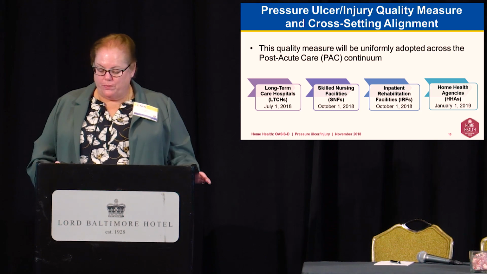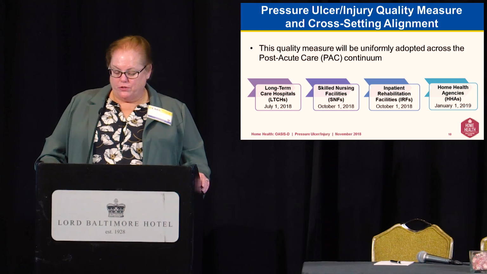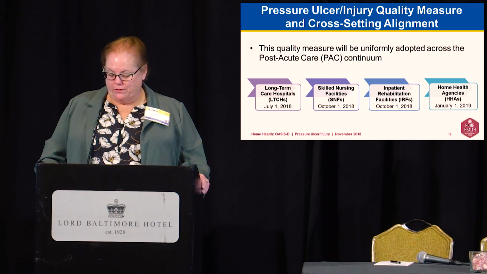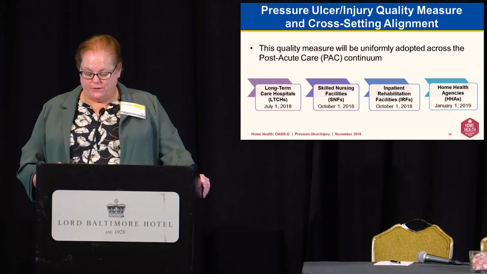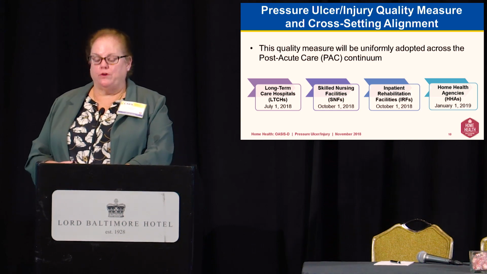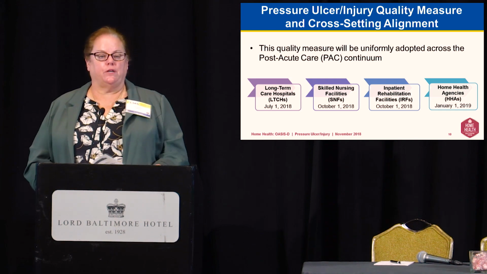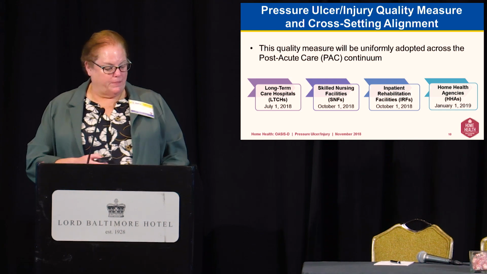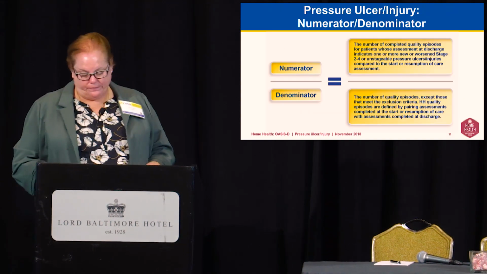This quality measure will be uniformly adopted across the post-acute care continuum. In long-term care hospitals, or LTACs, it started July 1st, 2018. Skilled nursing facilities started October 1st, 2018. Inpatient rehab facilities started the same time, October 1st, 2018. And of course, for you in the home health agencies, this will start on January 1st, 2019. So that's coming up. So take this opportunity to learn today and then bring this back to your organizations.